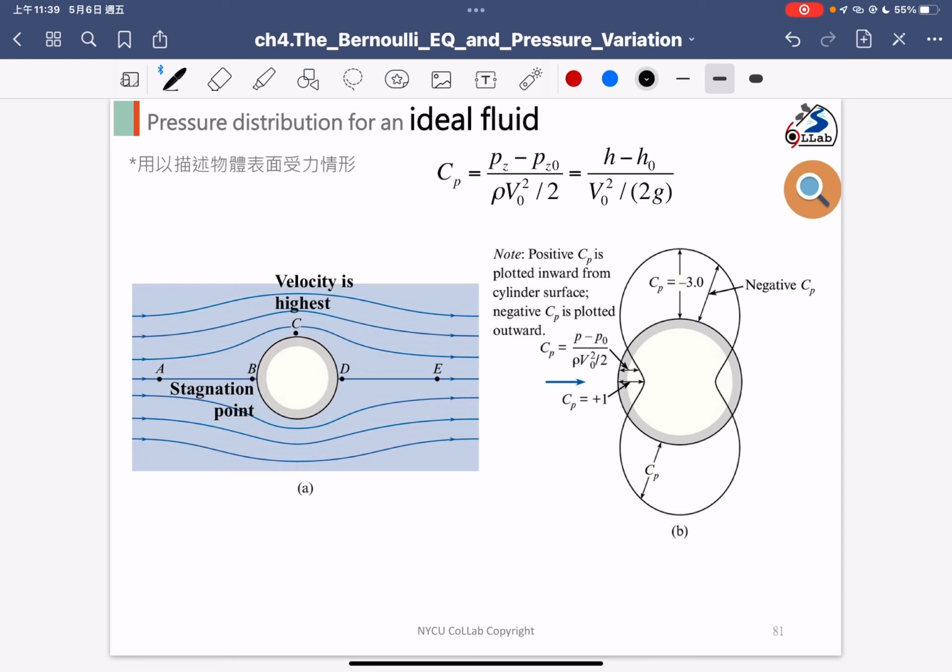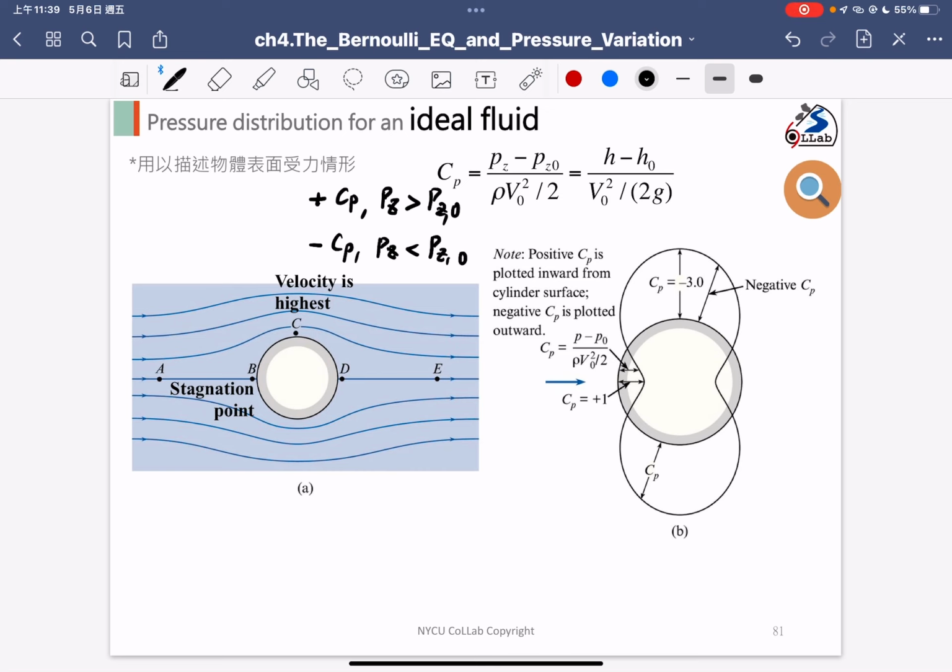So in that case, how can we apply the pressure coefficients? We go back to the formula. If we have a positive Cp, what are the conditions? That indicates the piezometric pressure is larger than the piezometric pressure at the free stream conditions. If you have a negative Cp, that indicates the piezometric pressure is smaller than the piezometric pressure at the free stream.